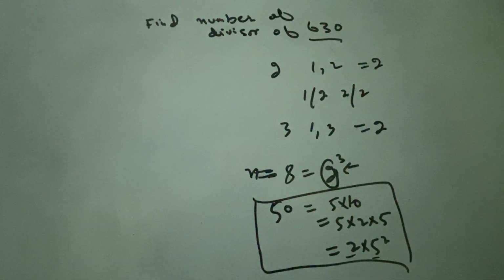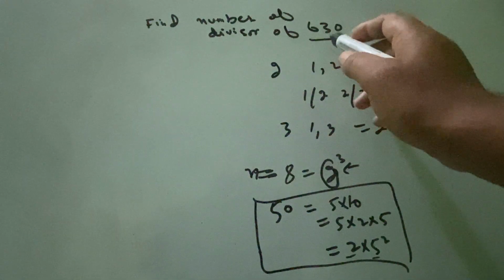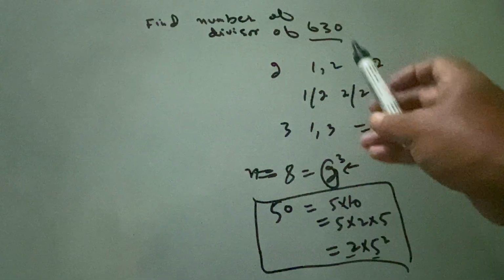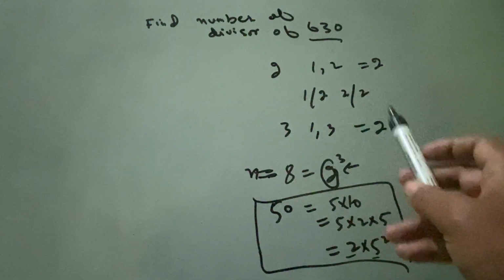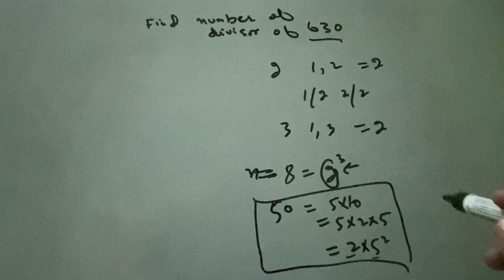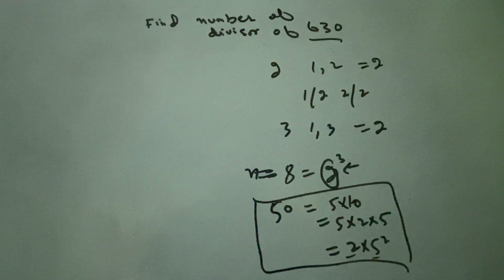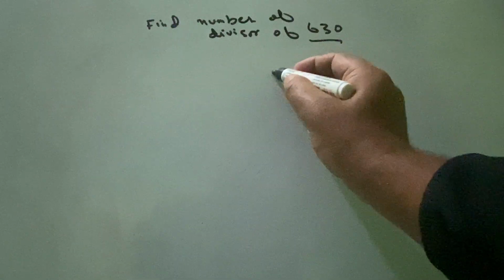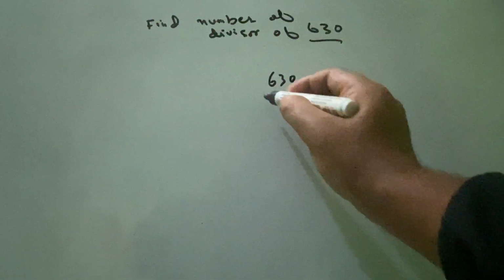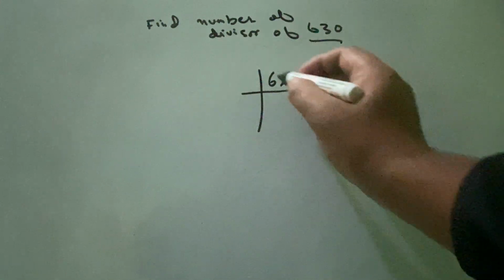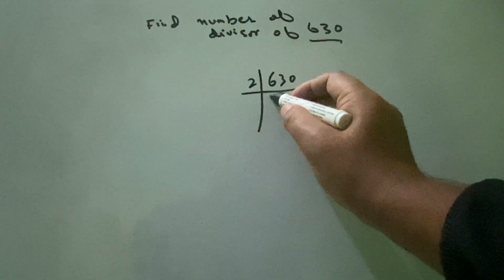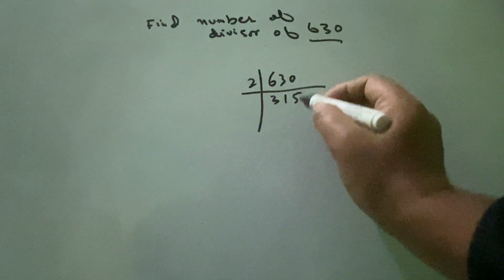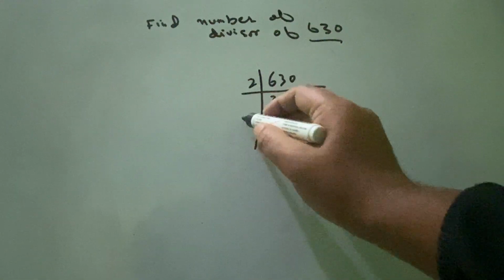Now, in our case, our number is 630, and we have to factorize 630 in terms of prime numbers. Let us move to the next step. We can factorize this. It goes with 2: 2 times 3 is 6, 2 times 1 is 2, and 2 times 5 becomes 10.